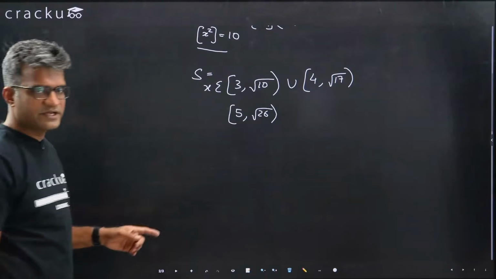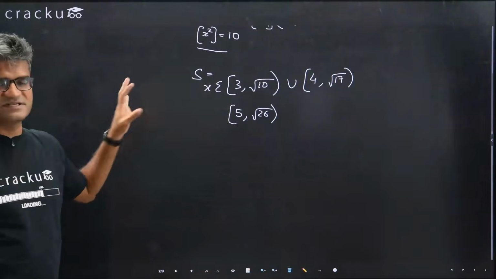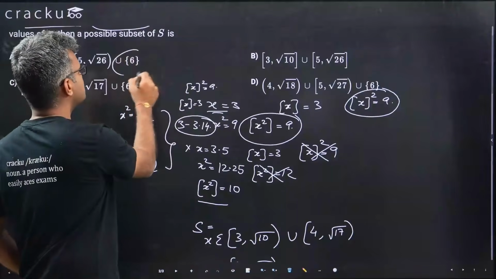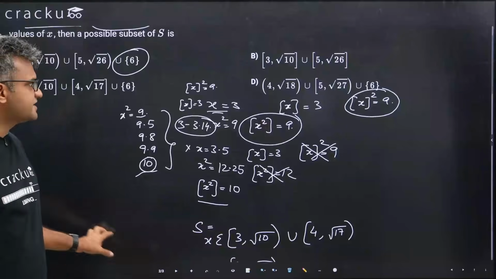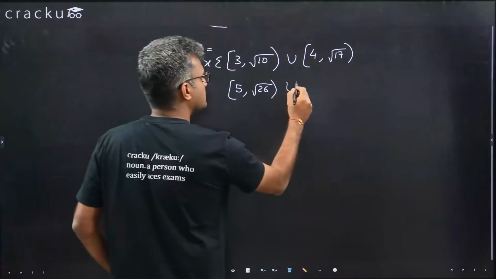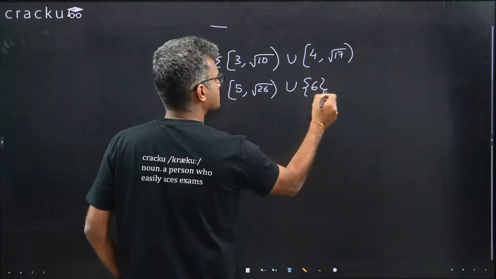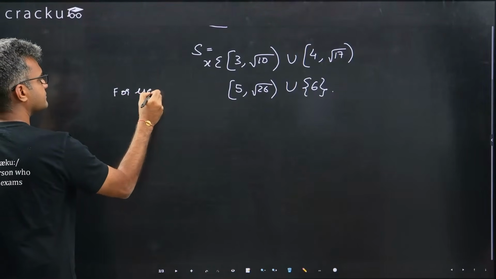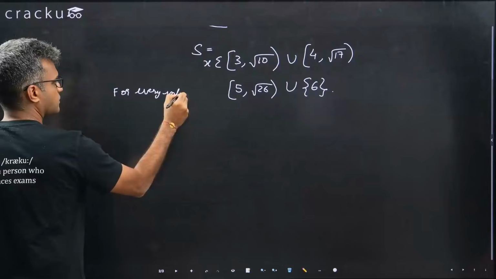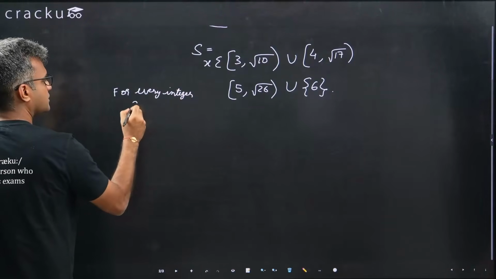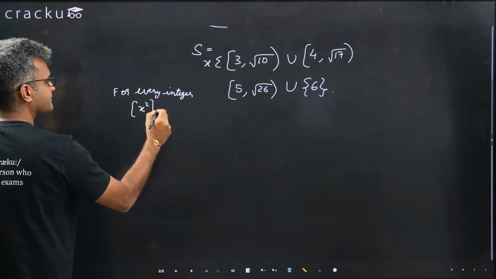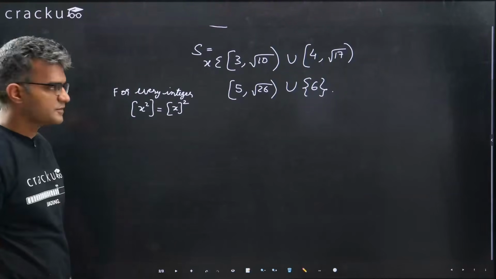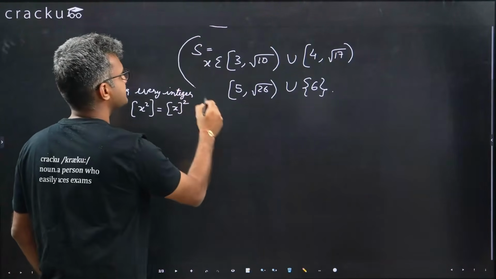You should not stop over here. When I was first solving it, I thought this is just S, but luckily when I was going through the options, I saw this part also. 6 also satisfies the given condition. In fact, for every integer, integer part of x square will be equal to integer part of x whole square. This is the value of S.